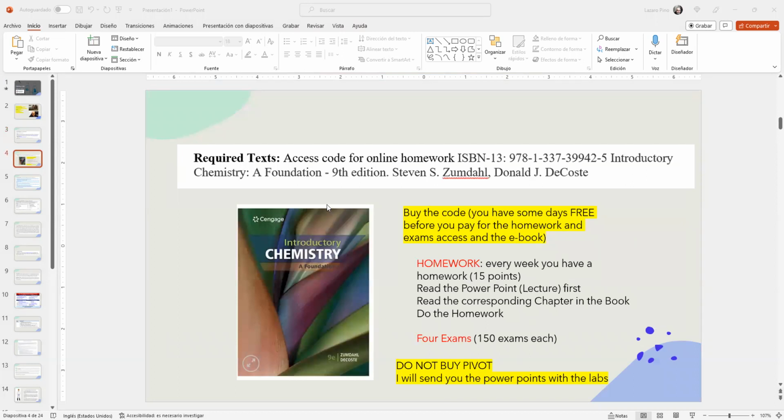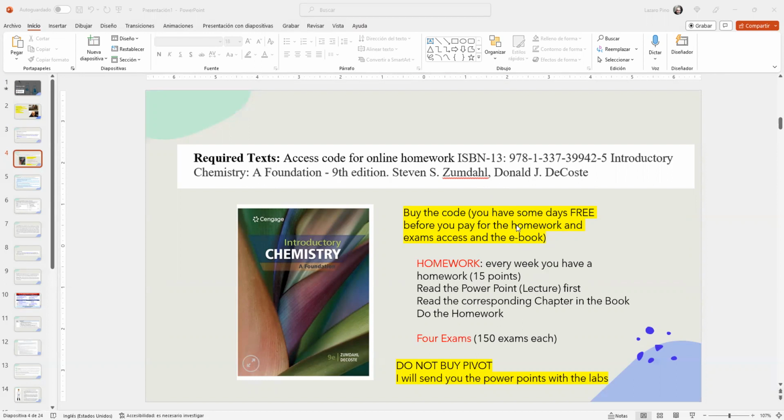The required text is this one that you can see here. It is Introductory Chemistry by Zumdahl and DeCoste. You have to buy the code, but you have some free days before you pay. Some students are afraid that they don't have the money immediately. Well, you can begin using it and later you pay for it.